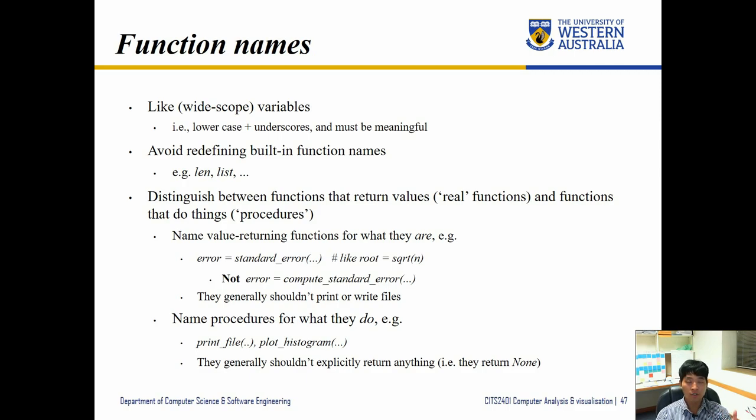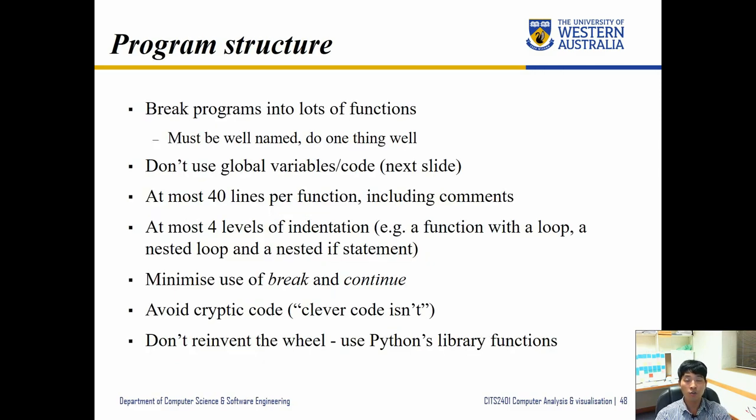Also, we talked about procedural functions and real functions, so make sure your naming is more concise to determine which function they are. And program structure, we had a look at the decomposition, but essentially, you want to break a program into smaller functions, right? And also, obviously, give them a good name. Another key thing is don't use global variables or codes. I will describe more in the next slide. And at most, we should use 40 lines per function, including comments. So these will also be picked by the style checker when you do the labs. And at most 4 levels of indentations. So whenever you write a function, it's already 1 level of indentation. So you shouldn't go more than 4 levels there.